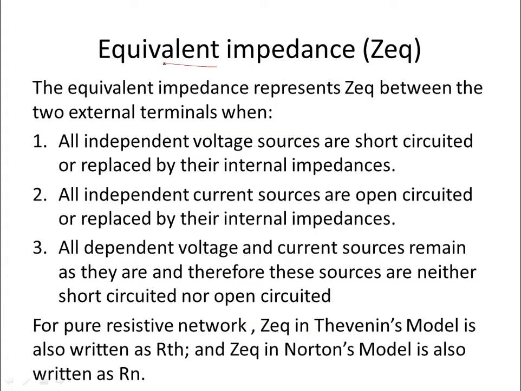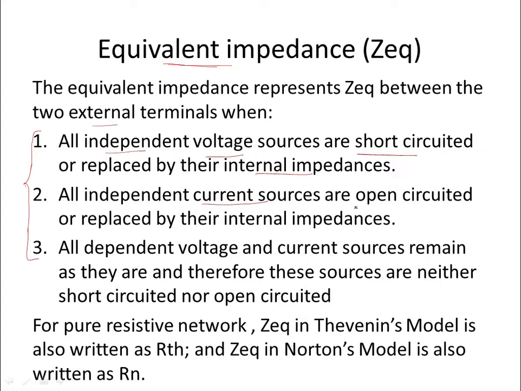So what is the equivalent impedance Z equivalent? How are you going to find this? We are going to use a similar concept as we have seen in the superposition theorem. Here, for the equivalent impedance Z equivalent between the two external terminals, we will find the equivalent resistance when all the independent voltage sources are short circuited or replaced by their internal impedance.